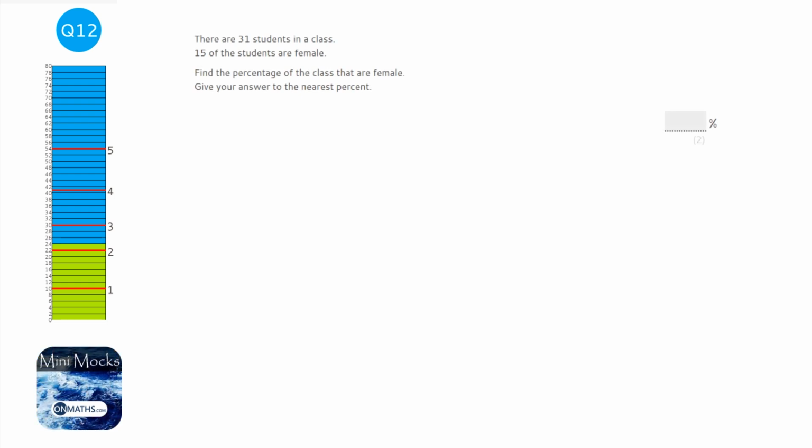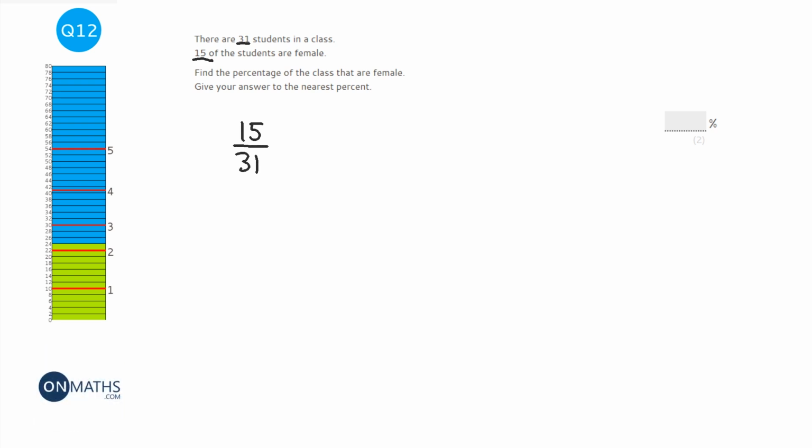Instead of going straight to percentages for this question, I would first of all get it as a fraction. It says there's 15 students who are female and 31 altogether, so the fraction is going to be 15 over 31. To convert between fractions and percentages, all you need to do is times by 100. Percent means per 100, so it's always going to be times by 100, and that'll always get you a percentage. So I'm going to get my calculator out.